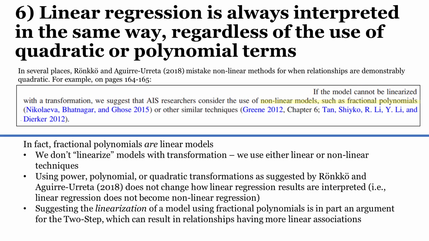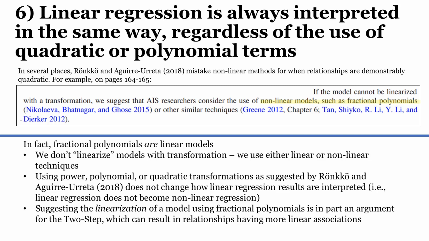In another example, the authors imply that fractional polynomials are nonlinear models, as shown in the yellow highlighted text. In fact, fractional polynomials are used in linear models, and we don't linearize models with transformation. We use either linear or nonlinear techniques. Just because we use power, polynomial, or quadratic transformations as suggested by the authors does not in any way change how linear regression results are interpreted.